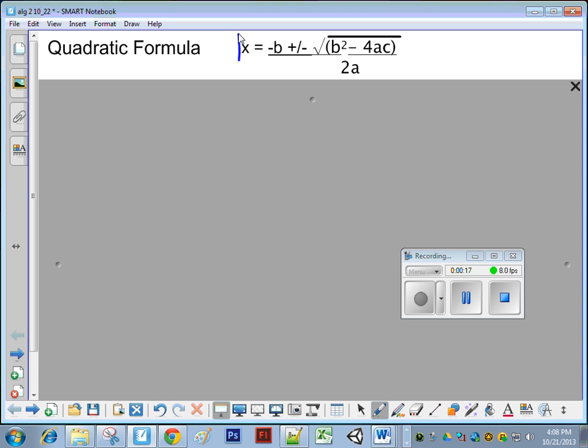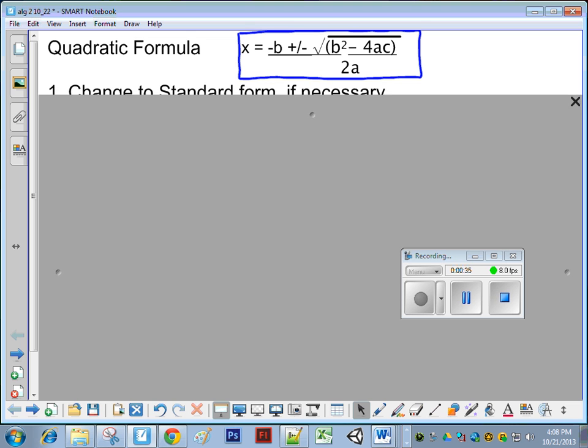Now, of course, if you know the song Pop Goes the Weasel, you could then sing it. Let's try it. x equals negative b plus or minus the square root of b squared minus 4ac, all over 2a. Big cheers all around. Yay!